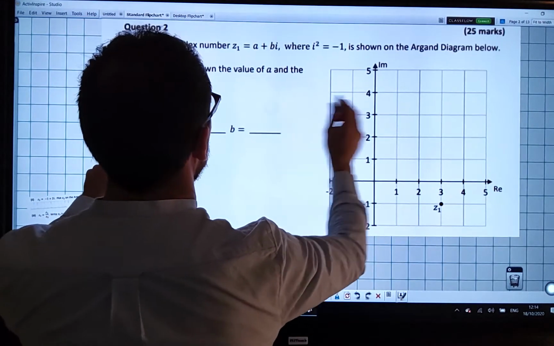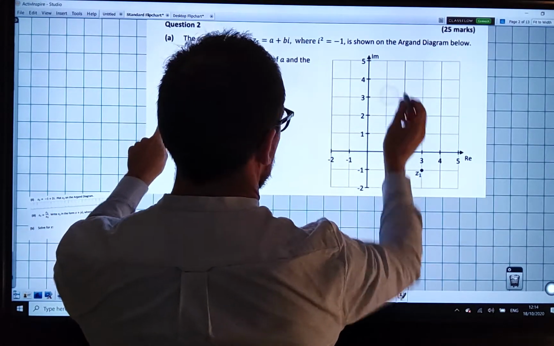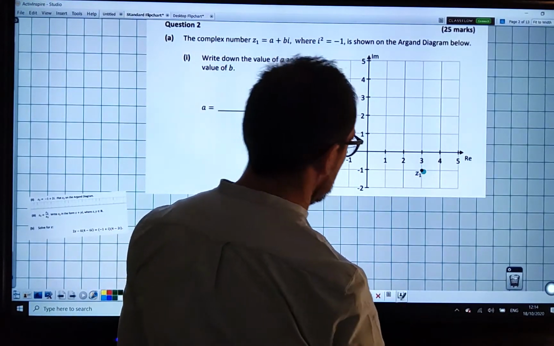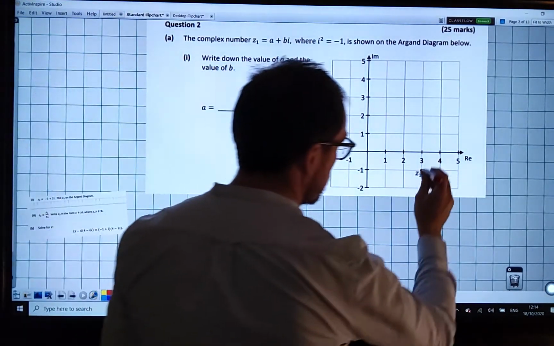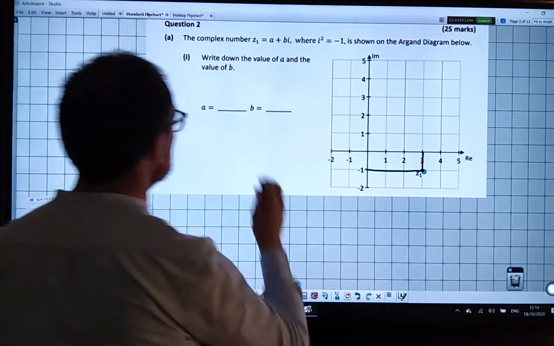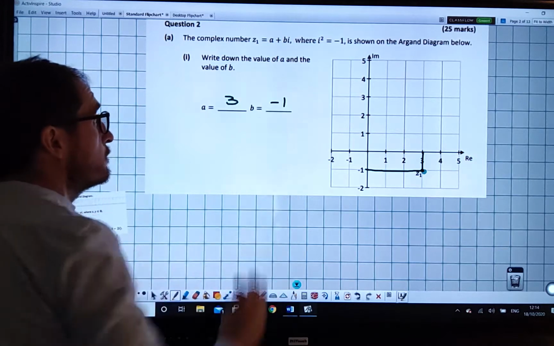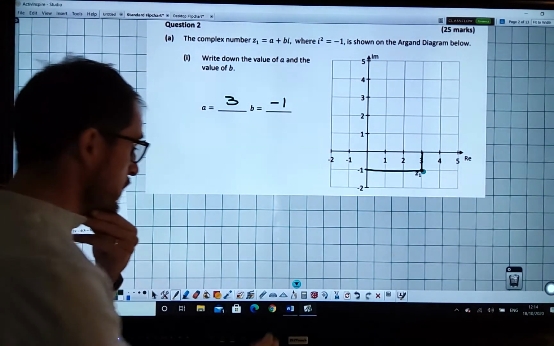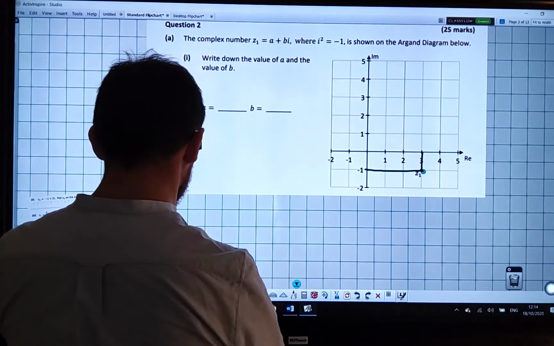So the complex number a plus bi is shown in the Argand diagram. So you can see here a plus bi is there. So you always go up to the real part first. So it's going to be 3, and then you go across minus 1i. 3 minus i. And that's all there is to that part there. So it's 3 minus i. Okay?